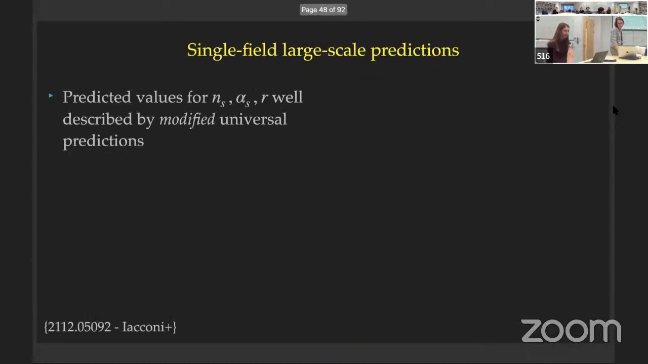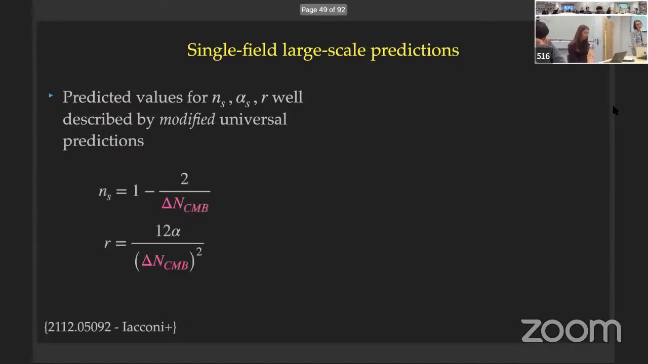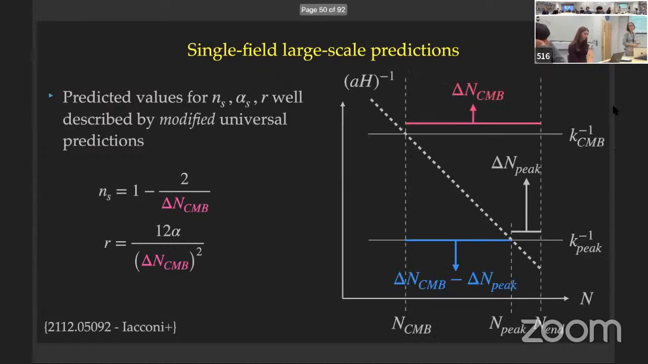So this is what happens in the single field case, and we want to look at the large scale predictions for these models, and we calculate them numerically, and then we find that these results are well described by modified universal predictions. So if before, I told you that these are the universal predictions for alpha-attractor models, what happens now is that there is a new scale, okay? And this scale is the scale of the peak.